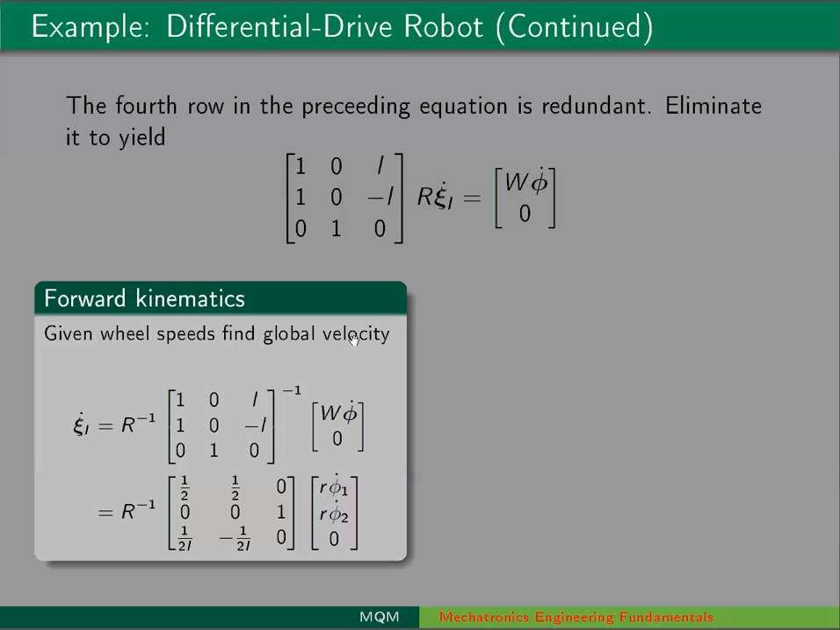So if we want to solve the forward kinematics problem, that's where we're given the wheel speeds and we want to find the global velocity, then we can rearrange this equation to find psi dot I in terms of phi dot. So that just looks, we invert this matrix, multiply it, invert the rotation matrix, and multiply that there too. And so the inverse of this matrix looks like this. And here is our equation giving us the velocity in the inertial frame in terms of the angle theta and the wheel speeds.